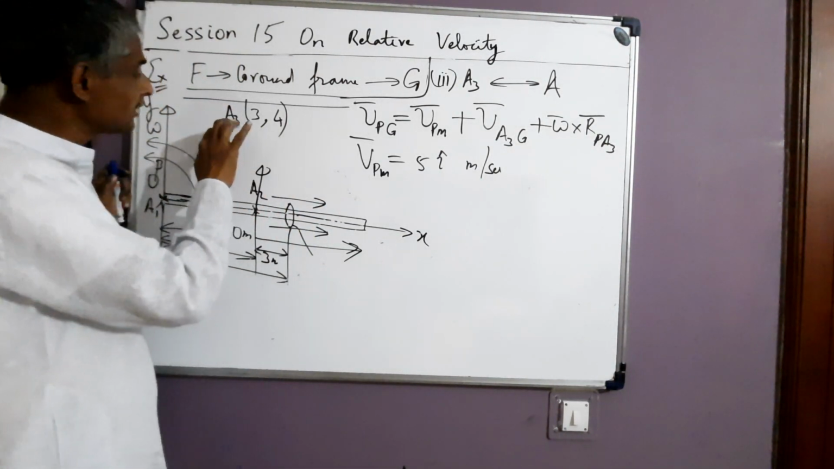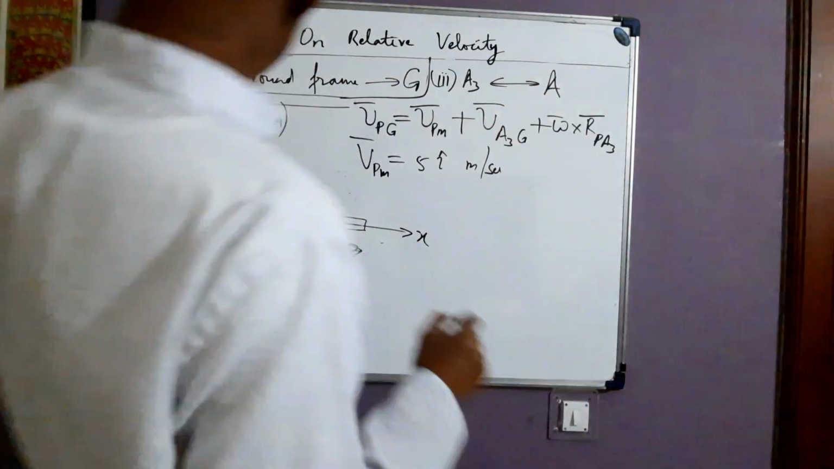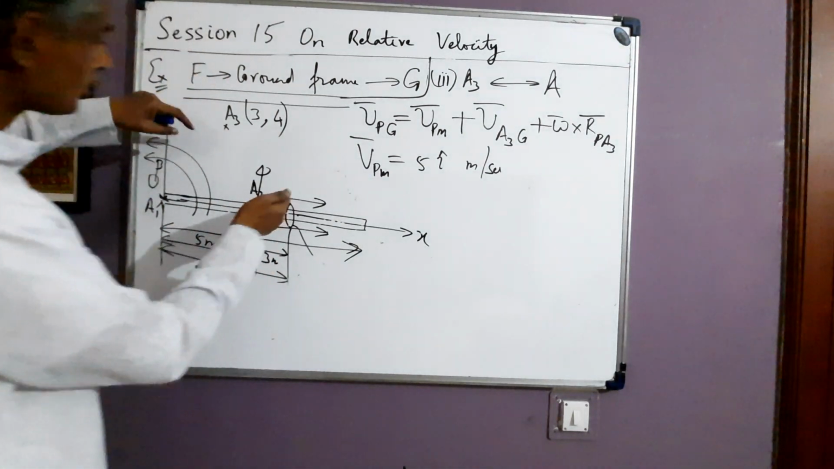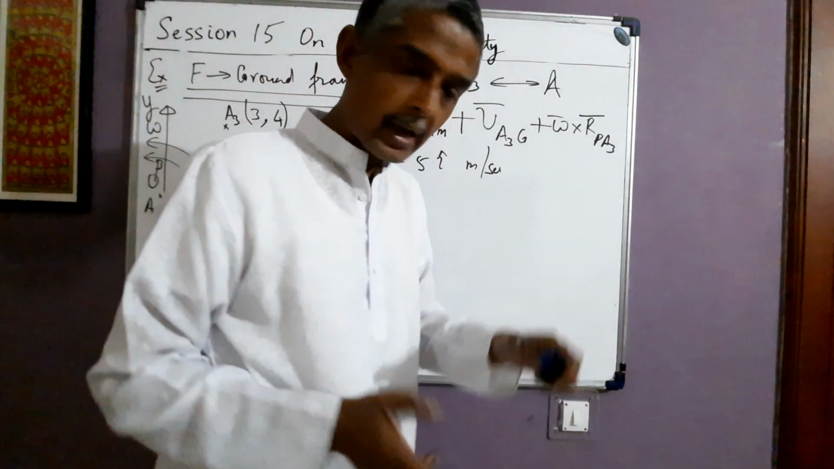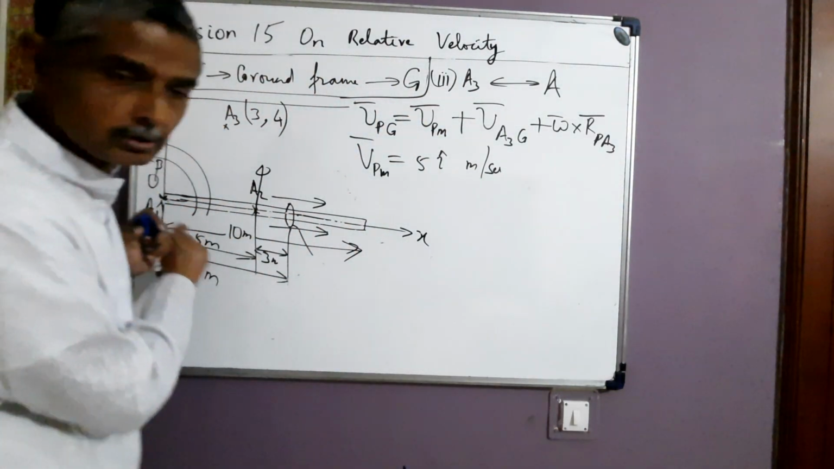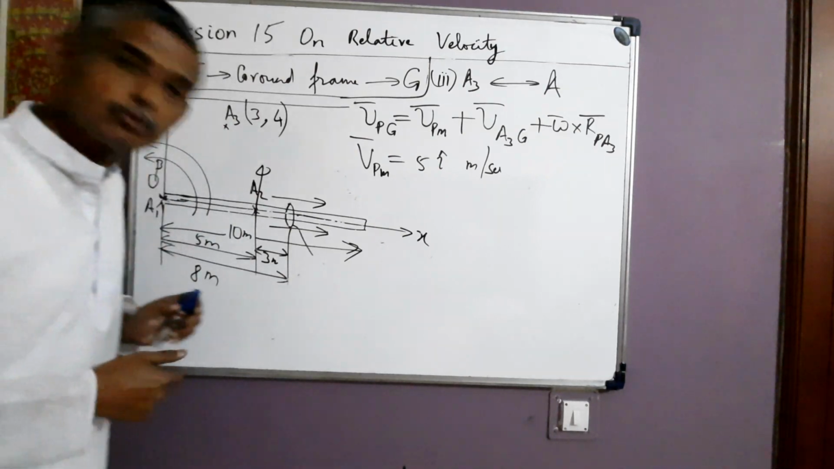No, A3 is not fixed with respect to ground. A3 is fixed with respect to the rod, and as the rod rotates, A3 will accordingly move with respect to ground. As the rod rotates with respect to ground, point A3 of the rod frame will also move with respect to ground.